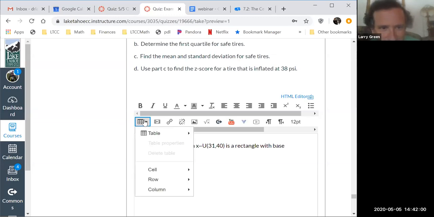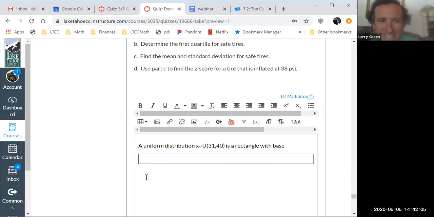I think I can actually draw a rectangle. Let's see if it'll let me. Yep. There's a rectangle. What's the base? Yeah, backwards actually, 40 minus 31. Does that make sense? Or maybe you're saying 31 to 40, and then that's good, which is equal to 9. So now we know the base times the height is the area. So area equals BH, which equals the base, 9, times H. And if we're talking about the whole rectangle, what must the area be for any uniform distribution? 1. So H is equal to 1 over 9.